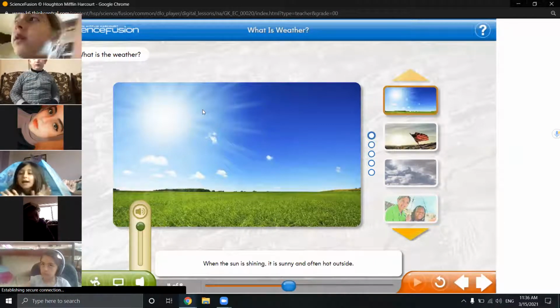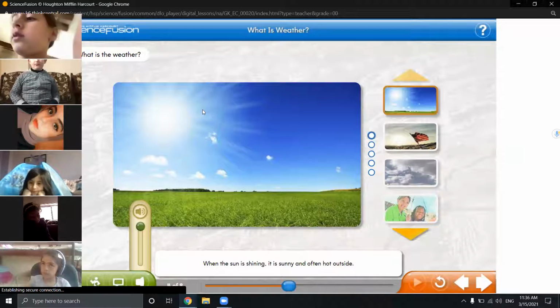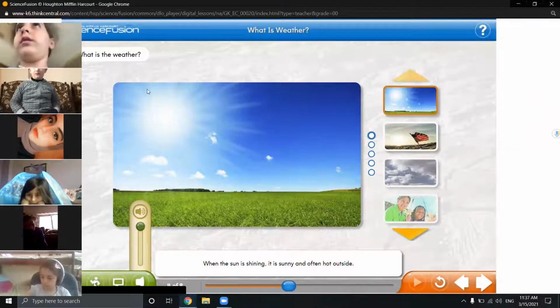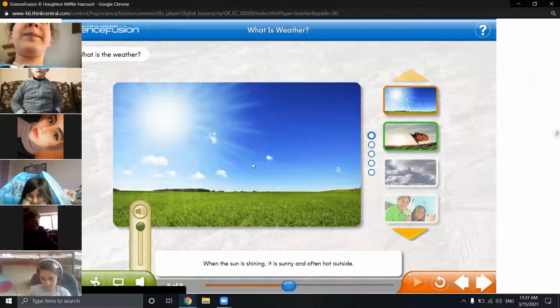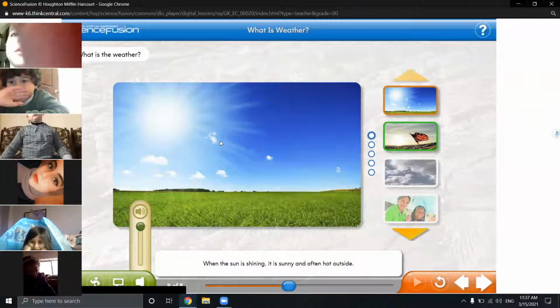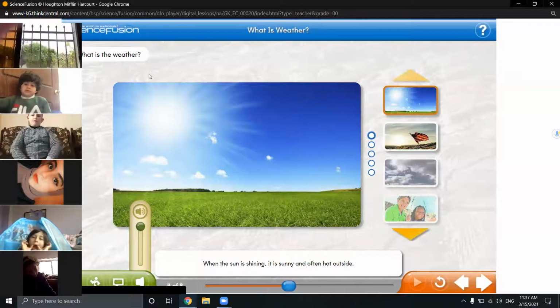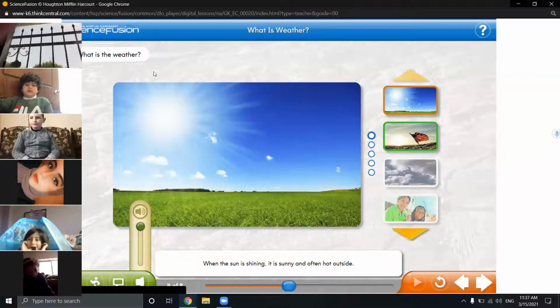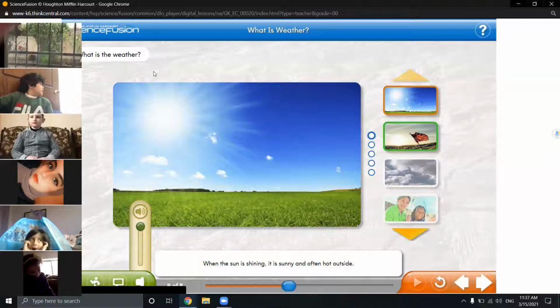So this picture shows us that the weather is sunny, okay? The weather is sunny and it's mostly hot outside. Can you go on a trip on a sunny day? What do you think? Yes.